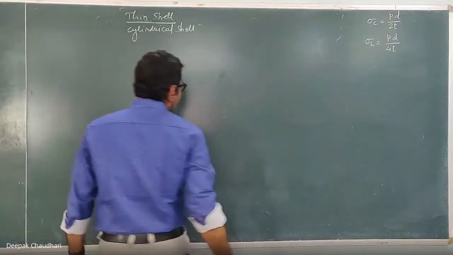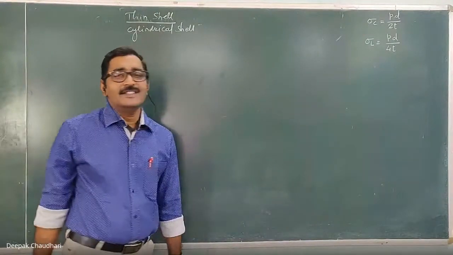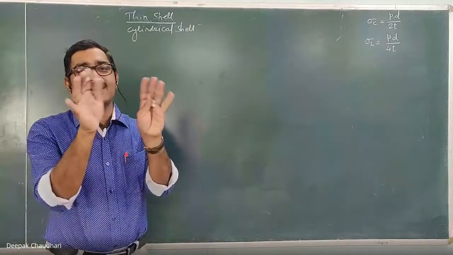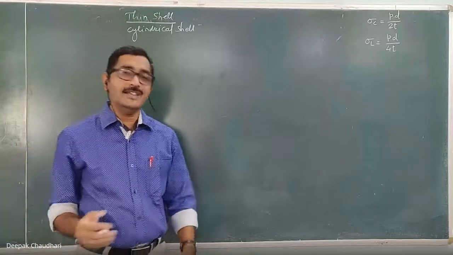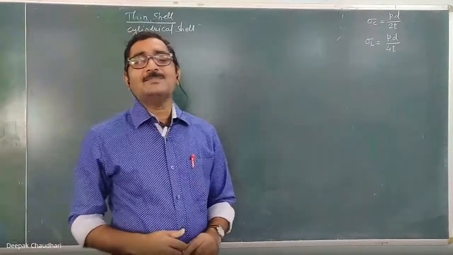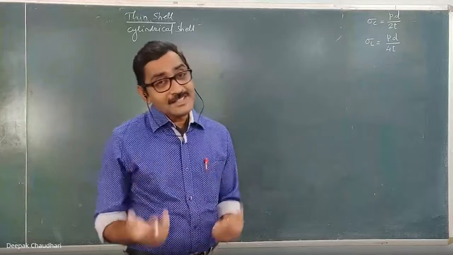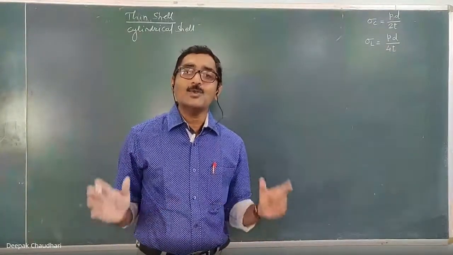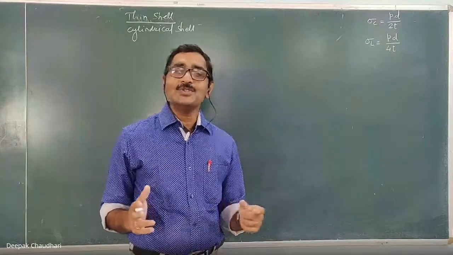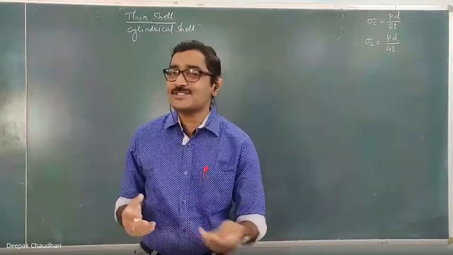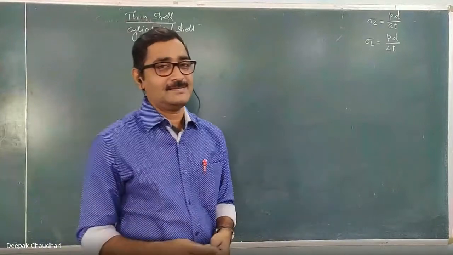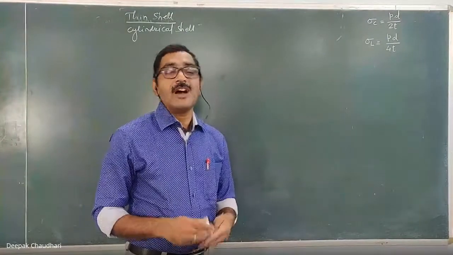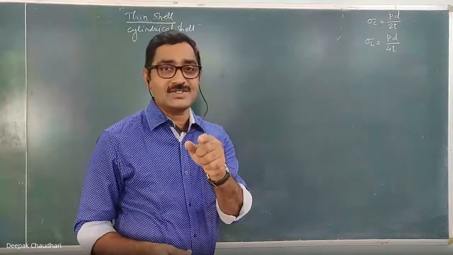Then I told you that in this thin cylindrical shell, the circumferential stress and longitudinal stress are perpendicular to each other. One is acting along the circumference and the other one is acting along the length. On the surface on which these two stresses are acting, there are no shear stresses. And since there are no shear stresses, these circumferential and longitudinal stresses themselves are the principal stresses.